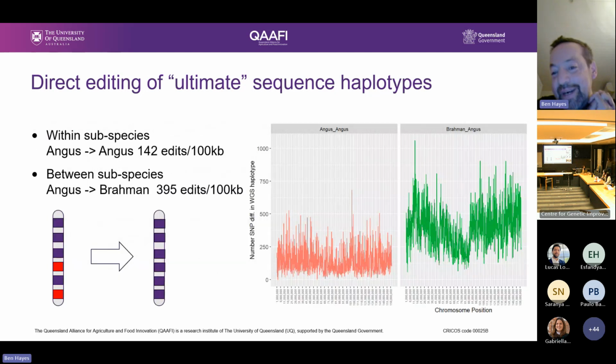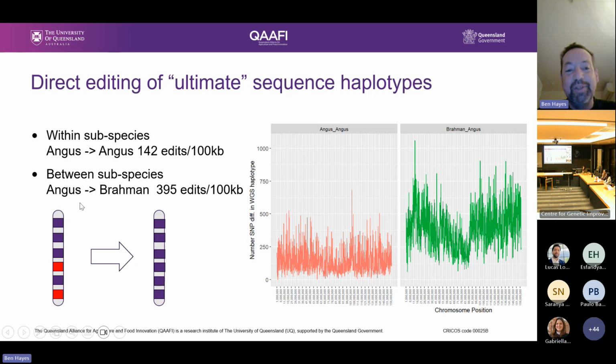So another of our researchers, Christy, looked at this. She compared these best haplotypes to just an average haplotype in the population with the idea, if you had to edit this haplotype into an animal, how many edits would you actually have to make? And it turns out to be a big number. Cattle are actually still quite diverse. So even in a 100 kb haplotype, if you were editing into an Angus animal, the best haplotype in the Angus population, you'd be looking at 142 edits.